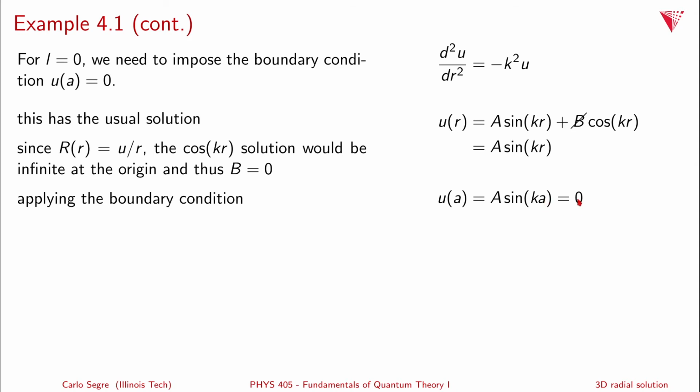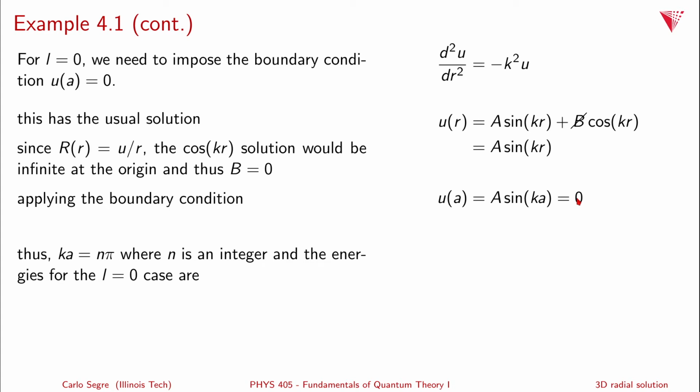And that, of course, quantizes ka. So ka is equal to n pi, where n is an integer, and the energies for the l equals 0 case are thus E sub n0 equals n squared pi squared h bar squared over 2ma squared, exactly the infinite square well energies, with n equal to 1, 2, 3, and so on, and l equal to 0.